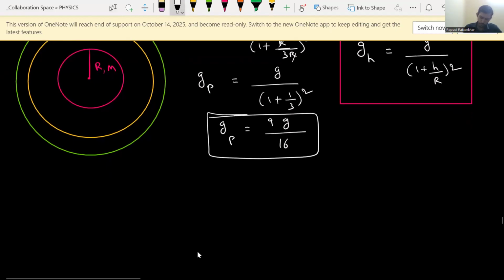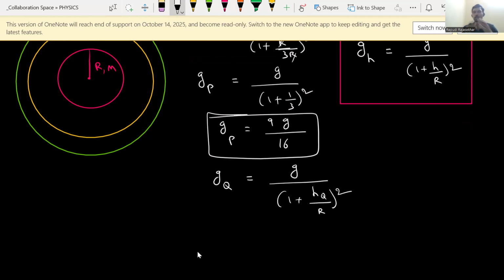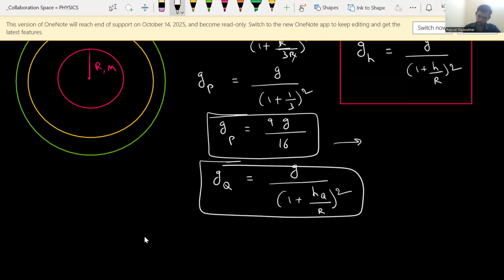Next, gravity of planet Q, how much? Not given. Gravity of planet Q is G divided by (1 plus height of planet Q divided by R) whole square. They are asking what is the height of the given satellite. They are asking HQ, we need to find. So let us take this as equation number 1, this is equation number 2.